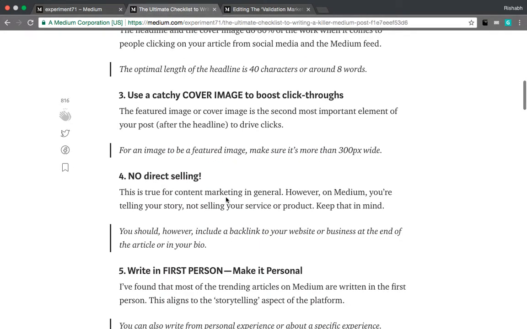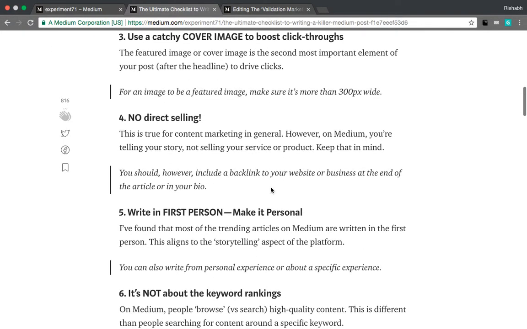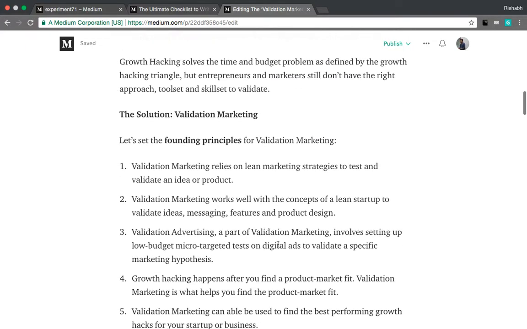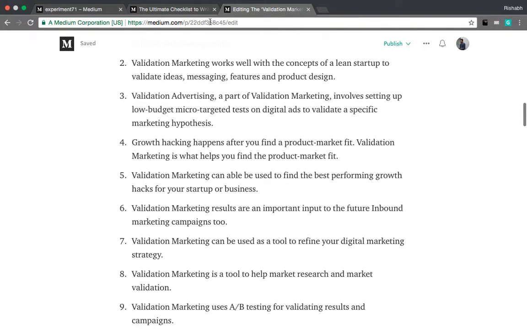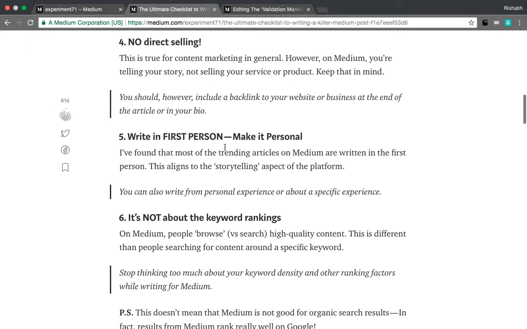Okay, so we have a cover image, we have a good headline, we have one big idea, and then we have no direct selling, which is cool. This is anyways not an article which is selling anything, a product or a service. It's talking about a new concept of marketing called validation marketing. So number 4 is done.